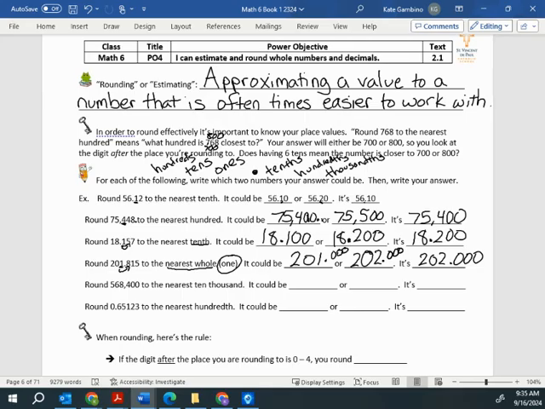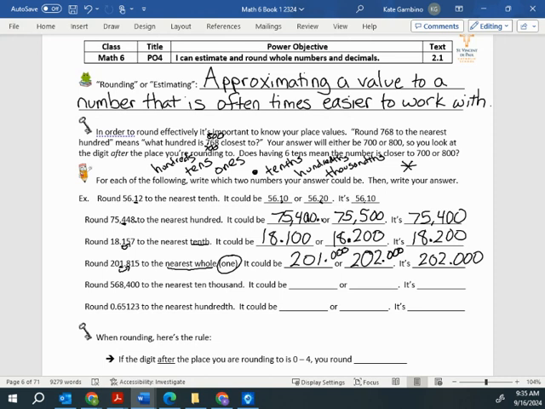Show me your thumbs. How are we feeling about the rounding? Okay, it really is a good idea to have your place values written out to help you refer back. Am I rounding the right one? Also, underline the place that you are rounding to help you keep focused on which number we're rounding to.